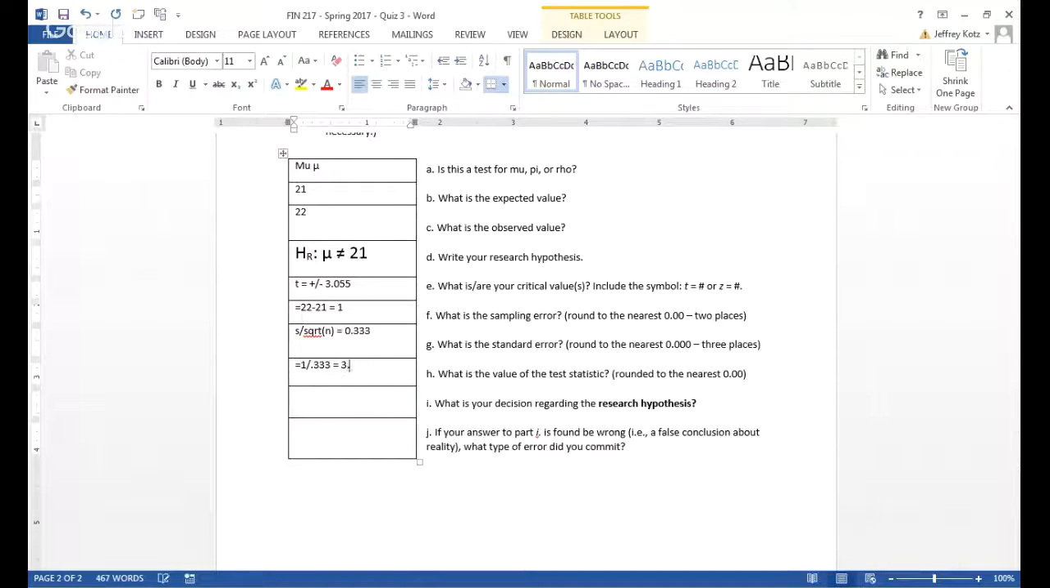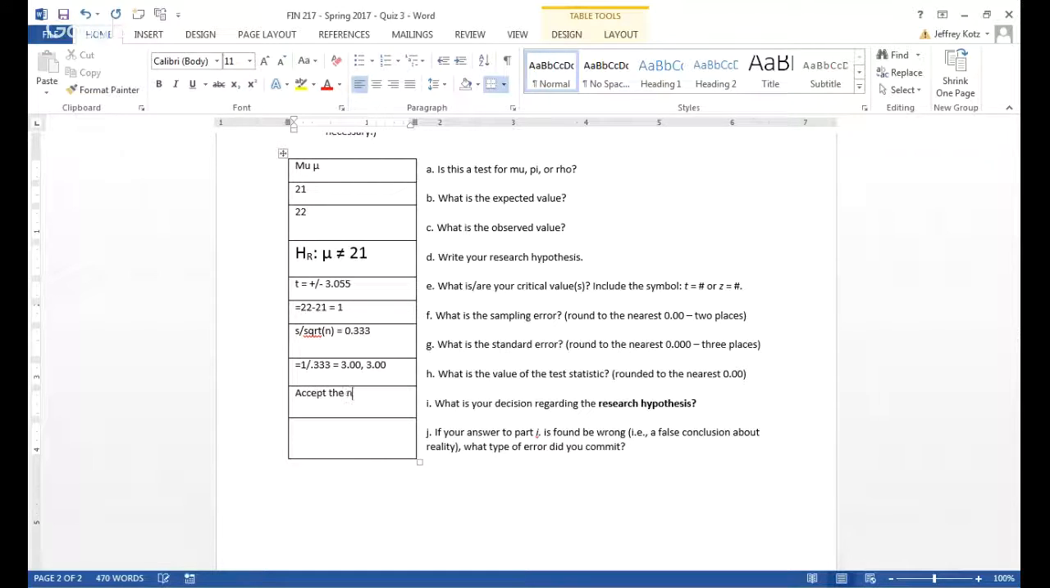This should give me a value about 3. Maybe even something around 3.01 if you used the floating version. Nope, even then we still get 3. So our test statistic is 3. Our critical value is 3.06, or 3.055. It looks like we are going to fail to reject the null.